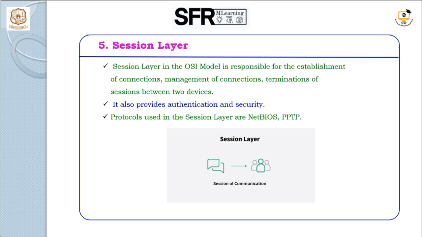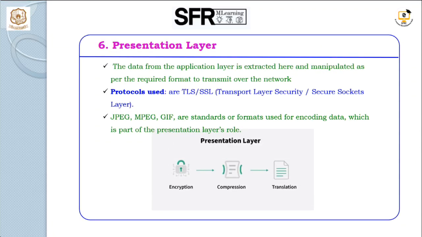The next layer is the presentation layer. The presentation layer is also called the translation layer. The data from the application layer is extracted here and manipulated as per the required format to transmit over the network. To achieve this, they are using protocols like TLS and SSL, that is Transport Layer Security and Secure Sockets Layer. The other important function of the presentation layer is encryption and decryption, which is nothing but, with the help of encoding and decoding, it will encrypt the data.